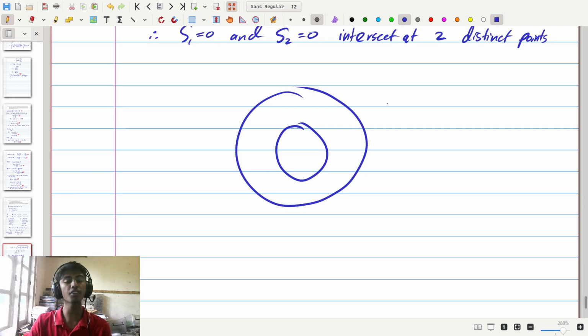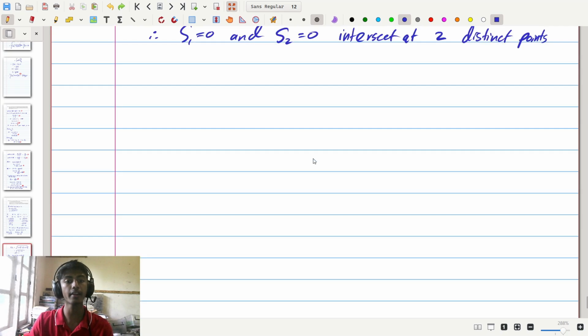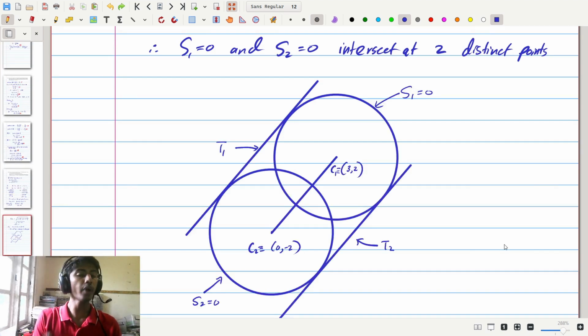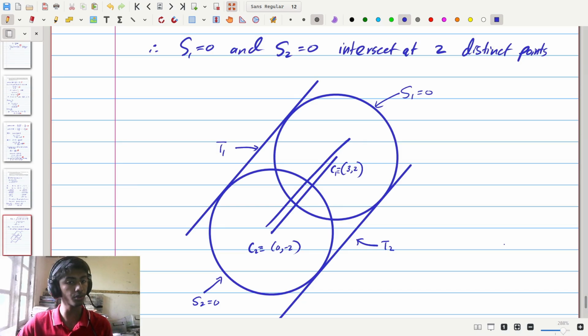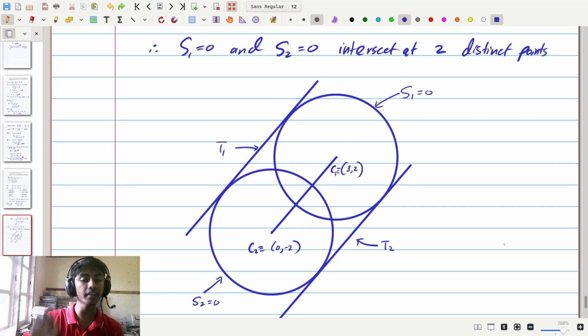Now out of all of these scenarios, we are in the second to last scenario where we had two circles intersecting at 2 points, and therefore these two circles should have 2 common tangents. So as you can see, I've drawn a diagram of the circles S1 equals 0, S2 equals 0, the centers C1, C2, the line between them, and also the two lines T1 and T2, which are the 2 common tangents to the circles S1 and S2.